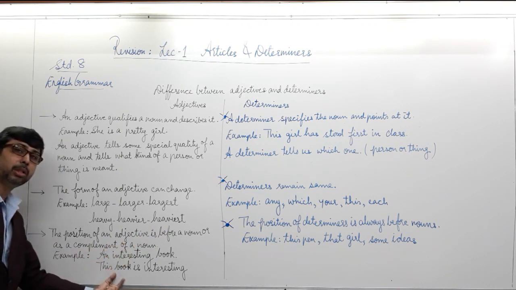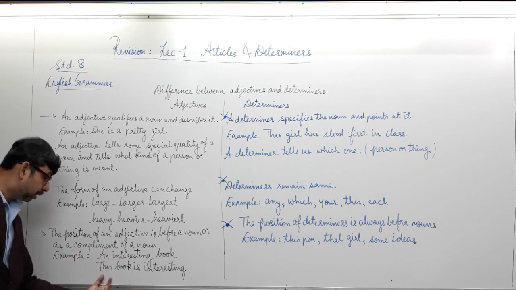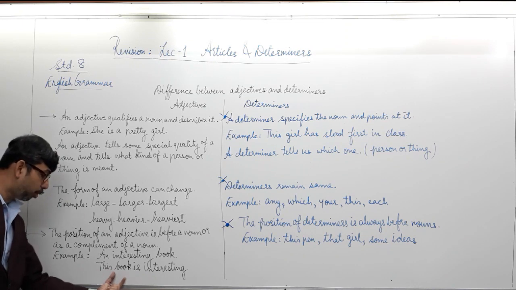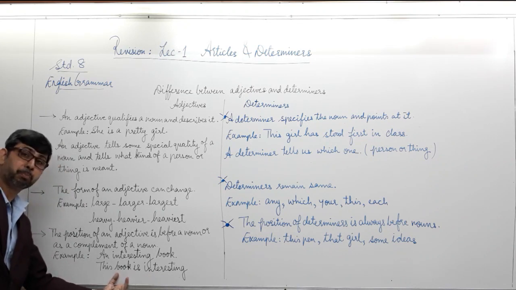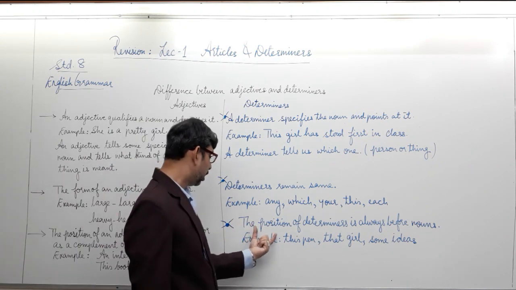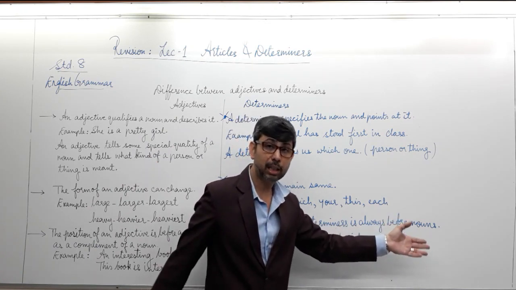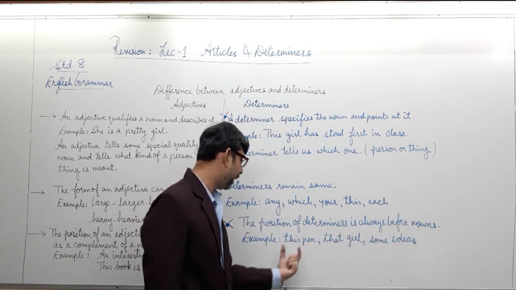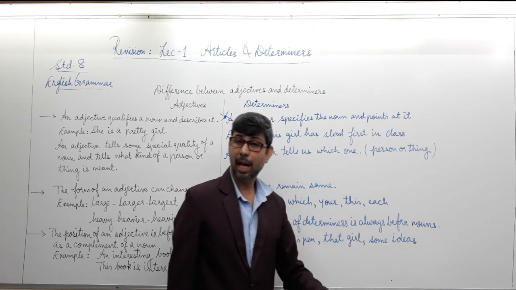In the second sentence, you will be able to understand that the complement of a noun has been written. This book is interesting. So here, this book we are pointing out with the demonstrative over here, which I can say is a determiner. This book is interesting. So the word interesting is the complement of the word book, which is a noun. Whereas if you compare determiner and its position, the position of a determiner is always before nouns. It does not have a second position, unlike the adjective as a complement. This pen, the word this is used just before the noun pen. That girl, some ideas, and so on.